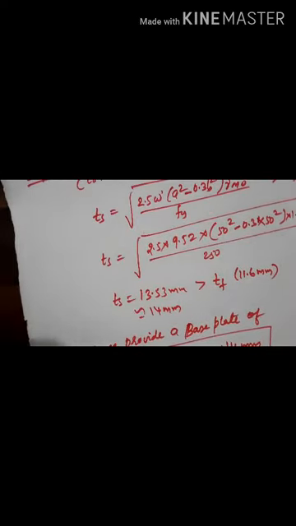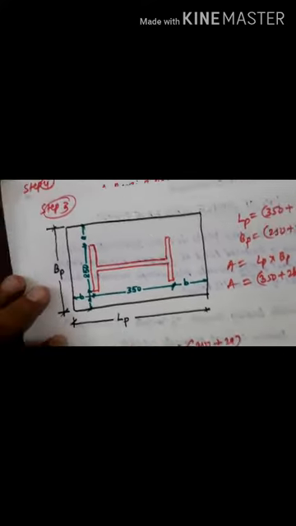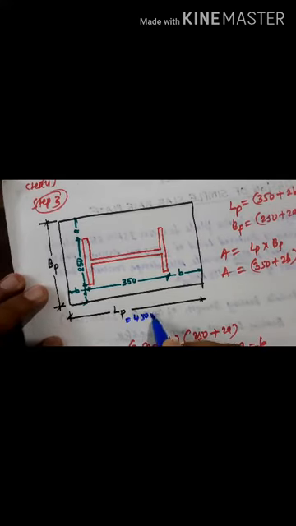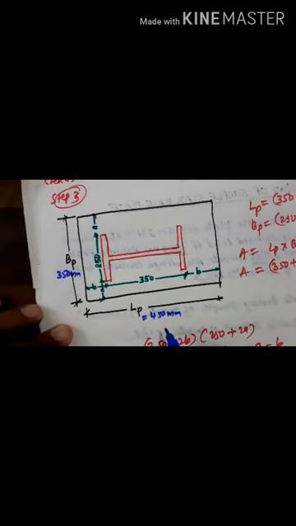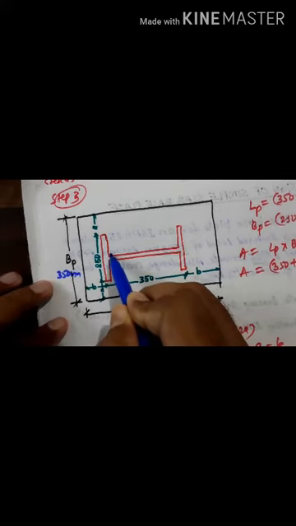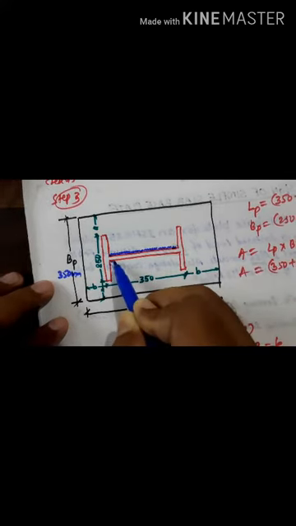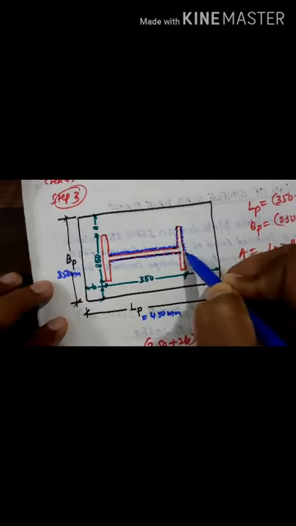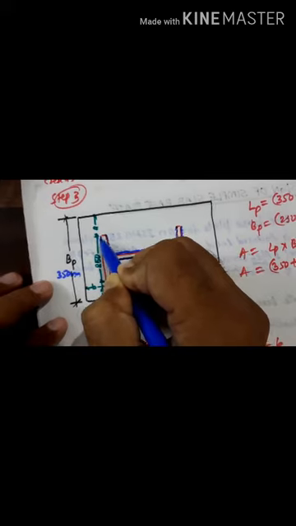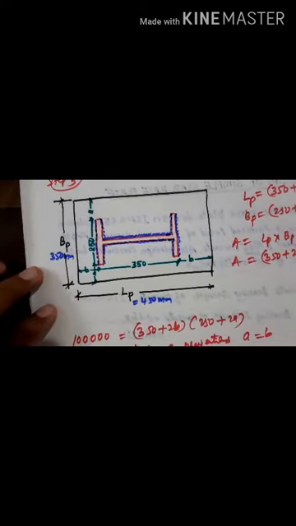After calculating the base plate, this is the base plate size we have got. The length we have got as 450 and width we have got 350 mm. After getting the base plate size, you have to weld this base plate. The welding is required here, here, and here. Now we have to calculate how much length of weld is required.